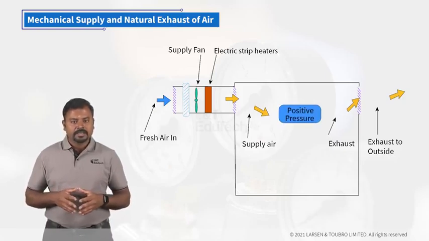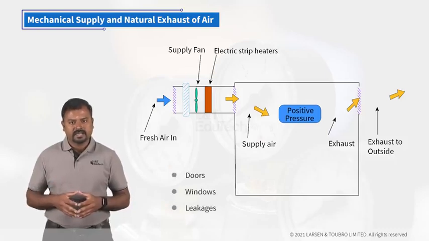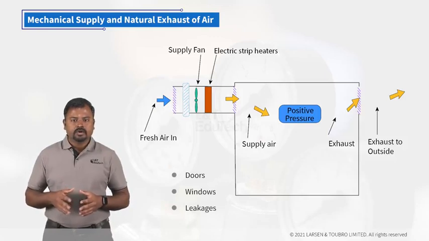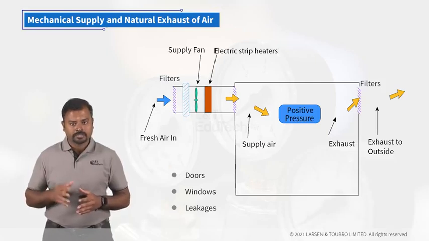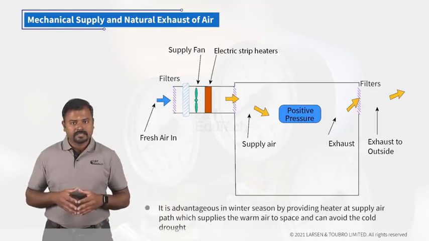As a result, indoor air begins to leak out through the doors, windows, vents and other leakages. In locations where outdoor air is polluted, filters are used in the supply air equipment to remove the contaminants and dust particles from the outdoor air before supplying to the space. This will ensure that indoor air quality criteria of that specific application is always met. In cold climates, an electric strip heater can be installed in the supply air stream to ensure the air supplied to the space is in comfortable conditions.